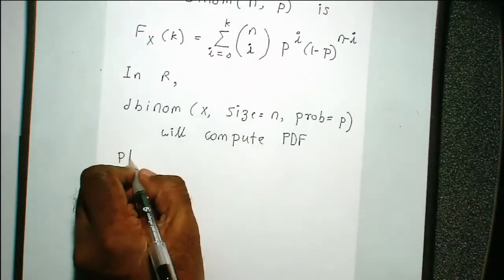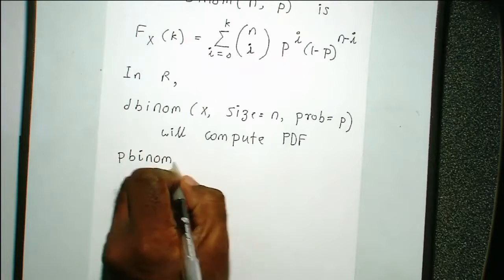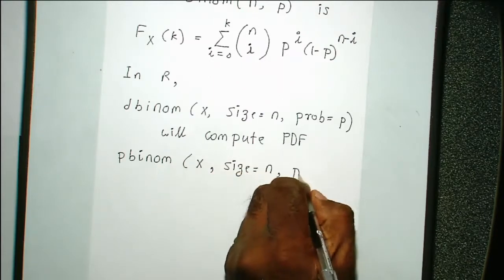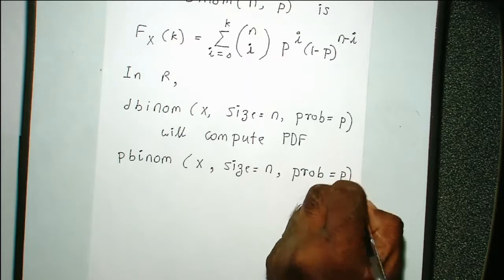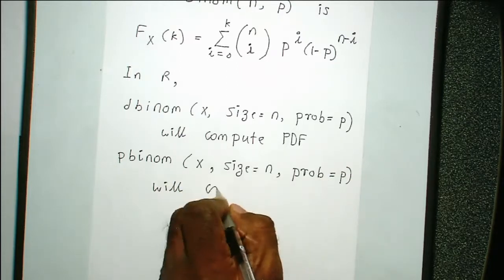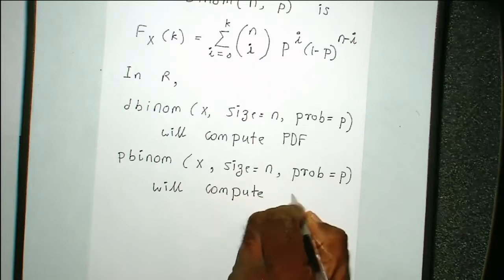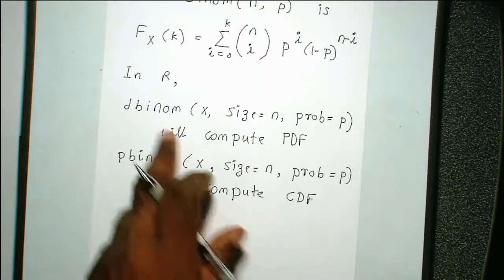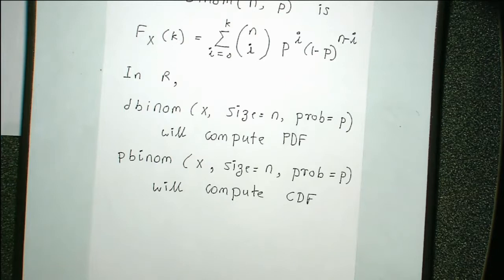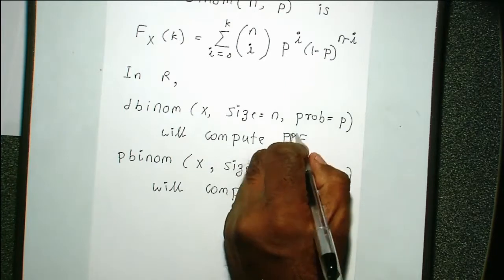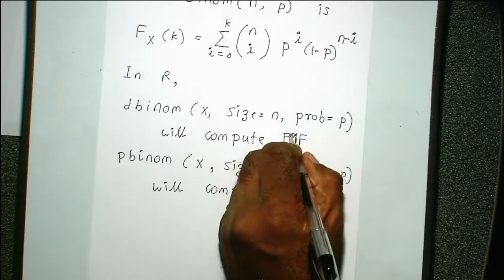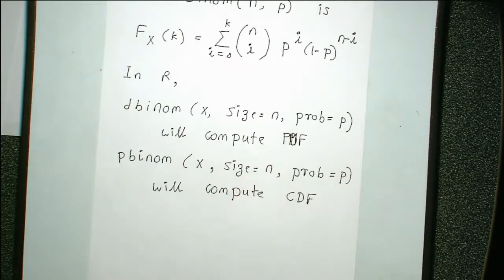And the following command, pbinom, P, B, I, will compute the CDF, right? So this is the command for computing the PMF. Sorry, I should say PMF, not PDF, because we are dealing with the probability mass function, not a continuous variable. So it will compute the PMF of the binomial, and this command will compute the CDF of the binomial distribution, right?